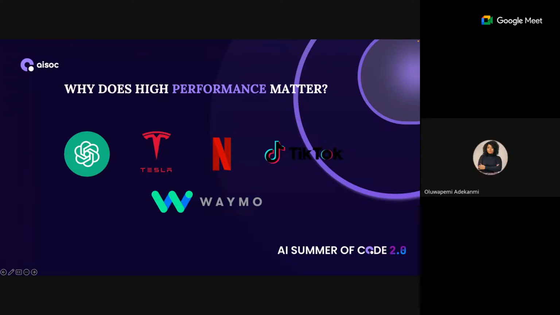Okay, I can see TikTok, ChatGPT, Tesla, Netflix. I don't know the last one. For ChatGPT, for instance, you can imagine millions of people asking ChatGPT questions at the same time. If the OpenAI company didn't factor high performance into the development of their models, there's going to be lag and latency for some persons. Some will be experiencing serious lagging in getting their responses, while for some it might work out fine. So that's what I can just wrap my head around.